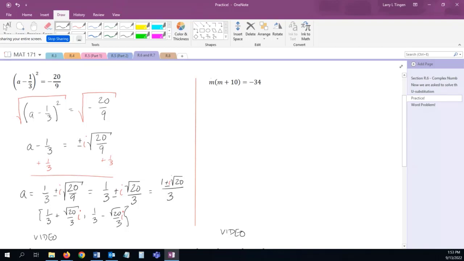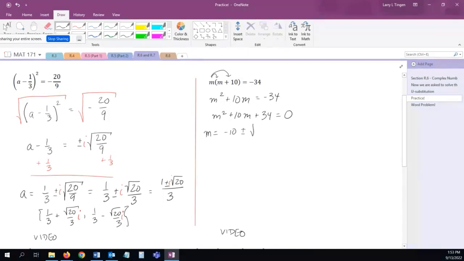So in order to solve this, I'm going to distribute, because that's the only math to be done. Plus 10m is equal to negative 34. It's a quadratic. It's got all 3 terms, so I'm going to put everything on one side. See if it'll factor. Multiply to 34, add to 10. Not going to happen, so the quadratic equation gets called in.